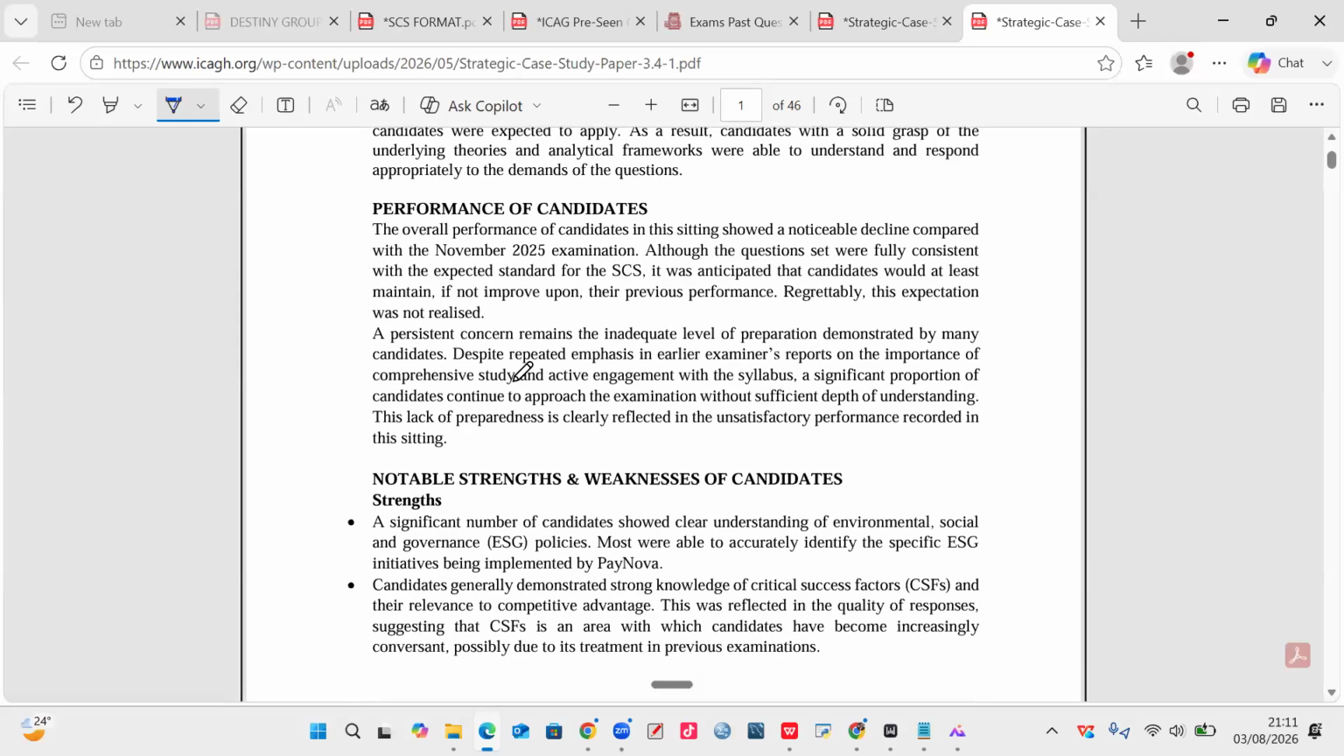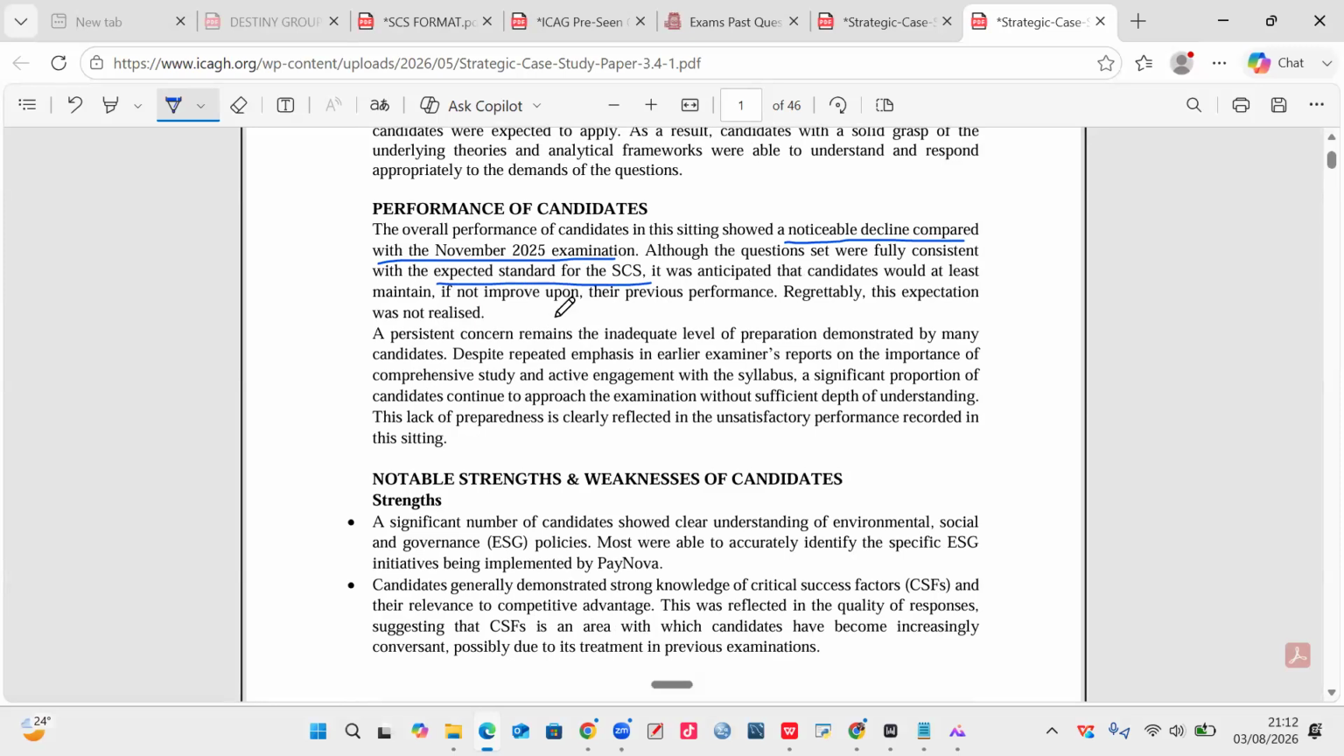Okay, performance of candidates. Let's see. The overall performance of candidates in this sitting showed a noticeable decline compared with the November examination. Although the question sets were fully consistent with the expected standard, it was expected that candidates would at least maintain, if not improve upon, their previous performance. Regrettably, this expectation was not realized.